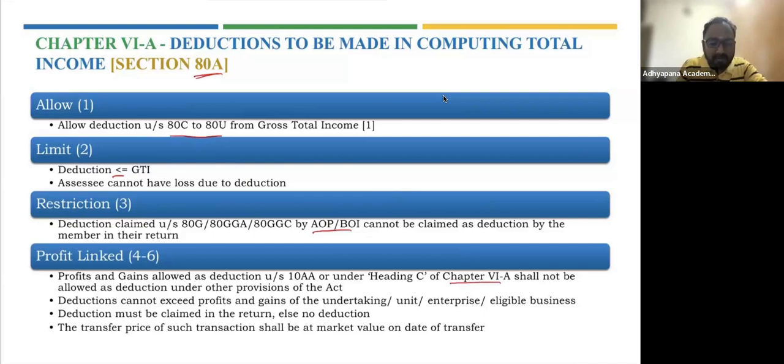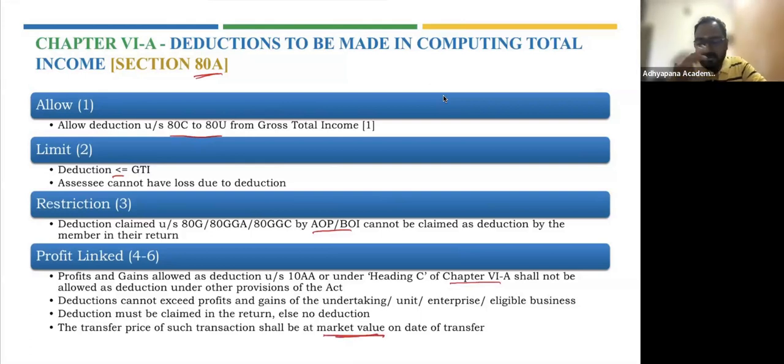So what do you mean by profit-linked deduction? It's basically based on the quantum of profit and gains of a particular undertaking or a particular entity. The profit of that undertaking will be eligible for certain deductions, 100%, 50%, 30%. Depending upon the quantum of your profit, the deduction varies. So these are called profit-linked deductions. And such deductions are also allowed under this. The transactions that are covered under such deductions should be at market value, which means it cannot be manipulated.